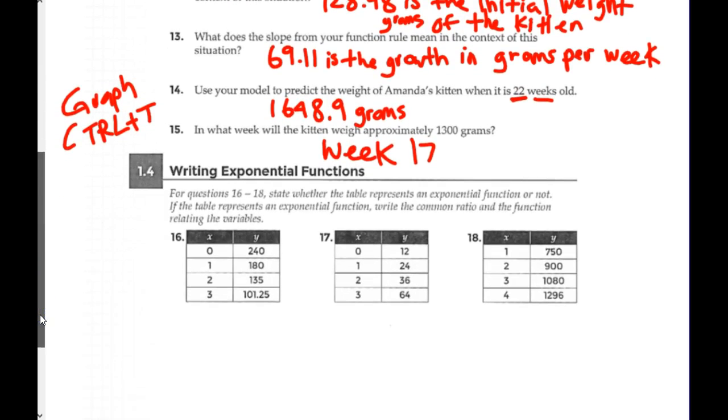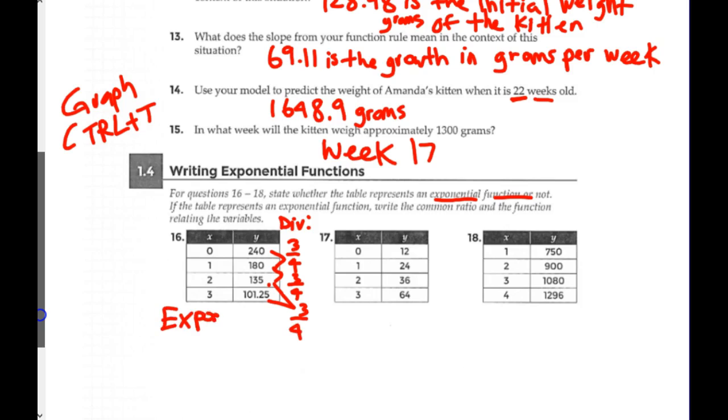Alright, exponential functions, whether it's exponential or not. So how do we do that? We got to divide. So let's do that. We're going to take this divided by this. We're dividing, right? So 180 divided by 240, 3/4. 135 divided by 180, 3/4. And then 101.25 divided by 135, 0.75, which is 3/4. So this is exponential.